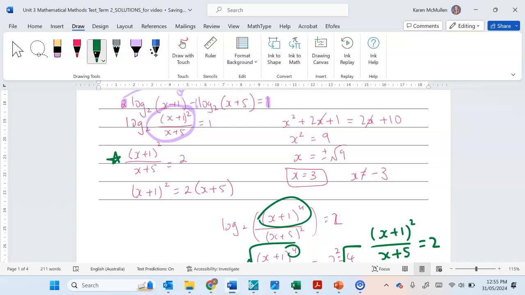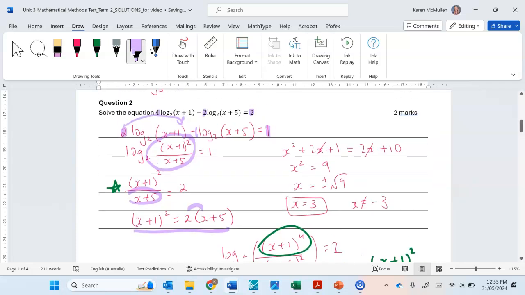All right, so let's go back to the question. We're going to multiply both sides by x plus 5, which I've done here. And then we're just going to expand this bracket. So I've expanded here to get the 2x plus 10. Because we've got the same term on both sides, they can just cancel out. And then I've subtracted 1 from both sides. So that's how we get x squared equals 9.